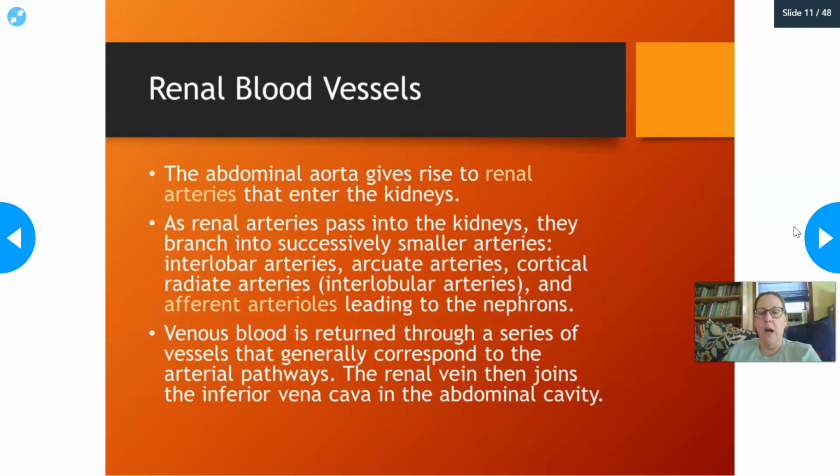After the afferent, there's an efferent arteriole, and then it wraps around the capillaries, and as it wraps around, you're going to see the tubular system. It turns into venous blood, and the venous blood is then returned through a series of vessels that basically follow the arterial pathway just backwards, right? And then the renal veins join the inferior vena cava in the abdominal cavity.